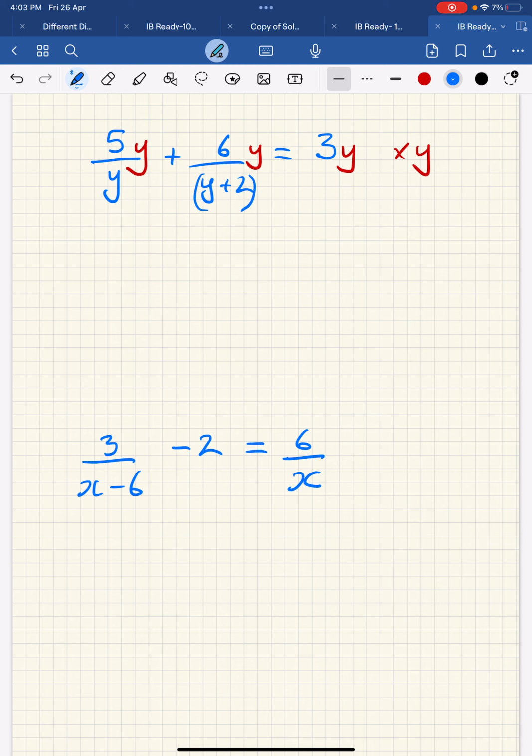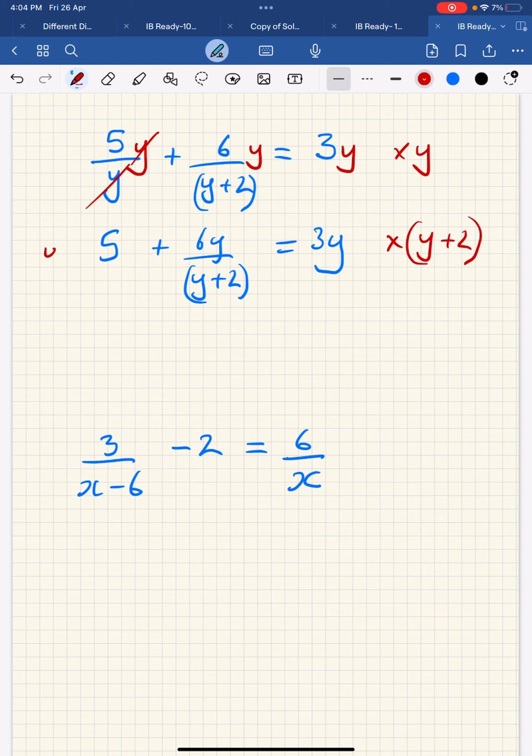So once we've done that first times by y, we get something quite nice. We can obviously cancel that y with that, and we've got 5 plus 6y over y plus 2, in a bracket, equals 3y. And that's stage 1 done. Now let's go for stage 2. Let's times both sides by y plus 2.